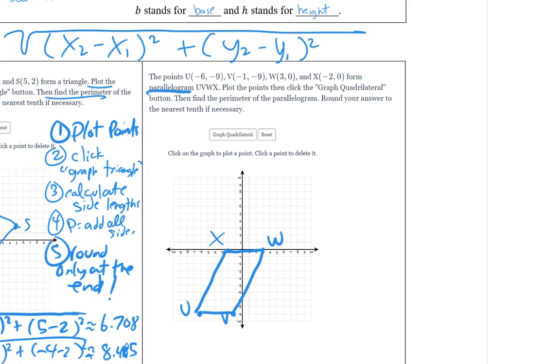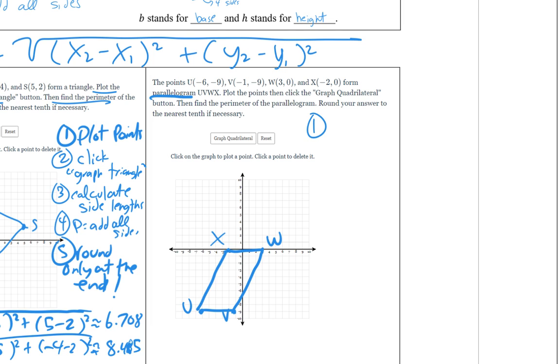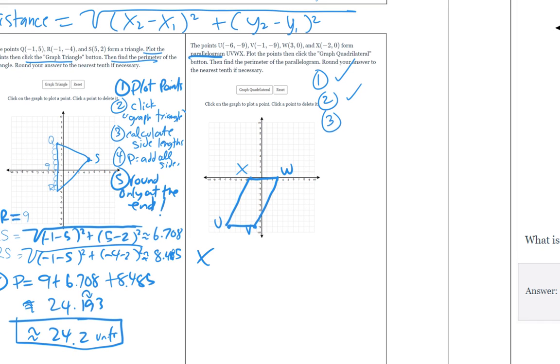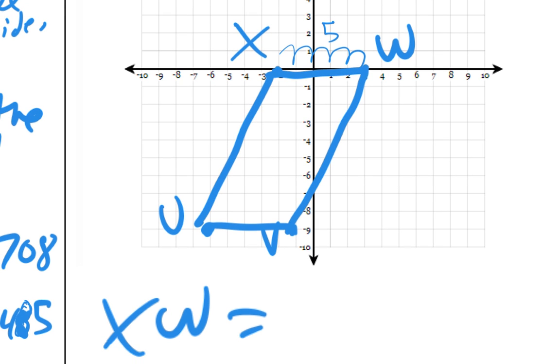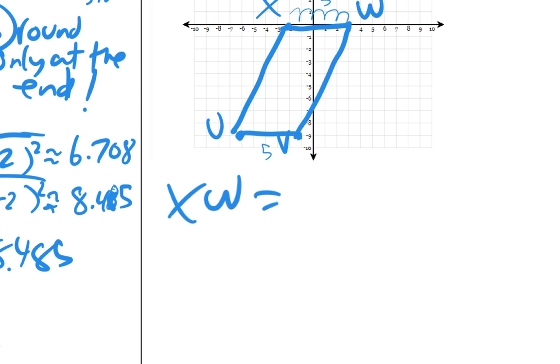All right, so step number 1 is done. Step number 2, got to click it. Okay, step number 3, got to calculate those sides. So XW, let's calculate that. Let's take a look. That is 1, 2, 3, 4, 5, because we can just count those. So that's 5. Well, if that's 5, this one's also 5. So XW is 5. UV is equal to 5.